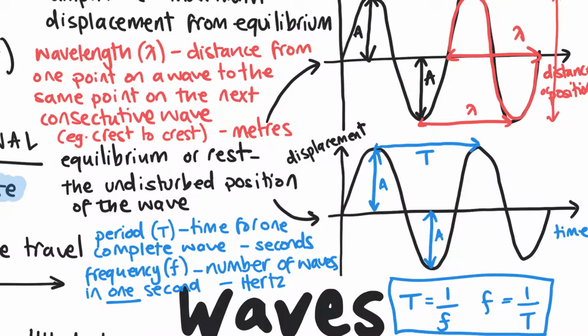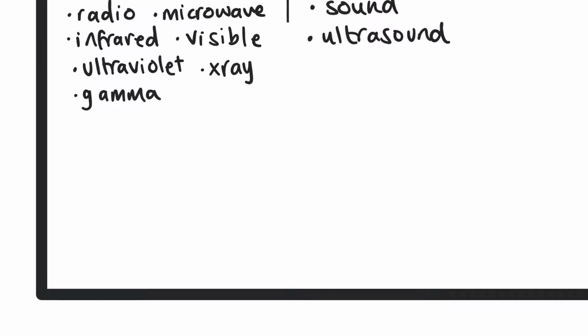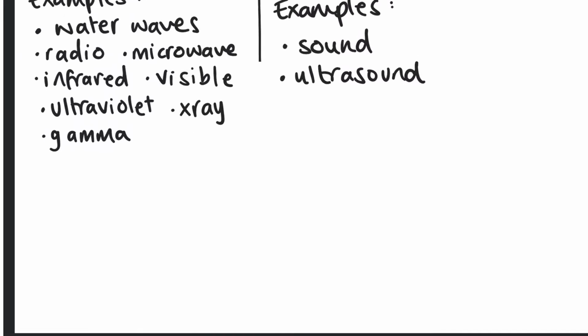If we know some things about the wave, if we know the wavelength and we know the frequency of the wave, we can use that information to calculate the speed of the wave.